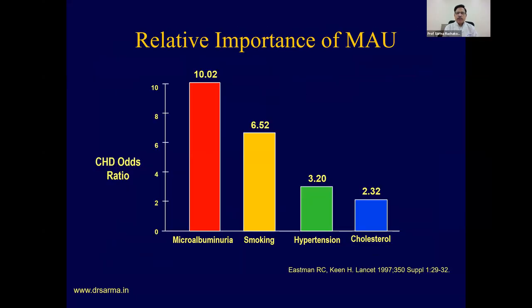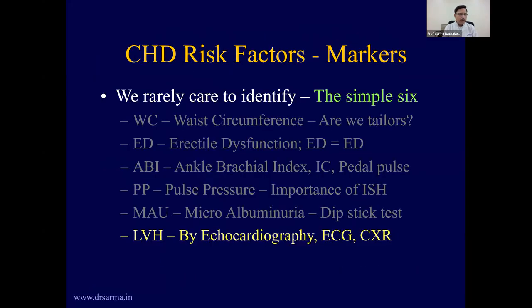Relative importance of microalbuminuria: the odds ratio is 10 times compared to cholesterol, which is 2 times. You are always preoccupied with cholesterol. Cholesterol is important, no doubt. Cholesterol is 2 times, hypertension 3.2, smoking 6.5, microalbuminuria 10.02 is the relative risk and odds ratio. Very important for us to measure.